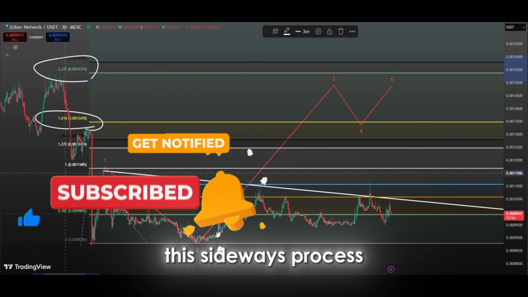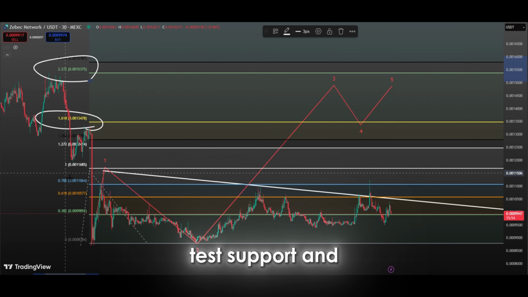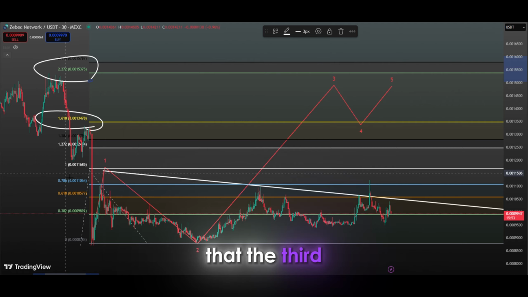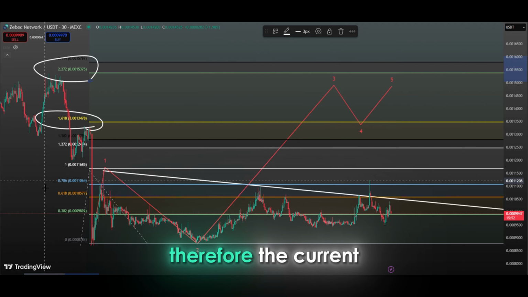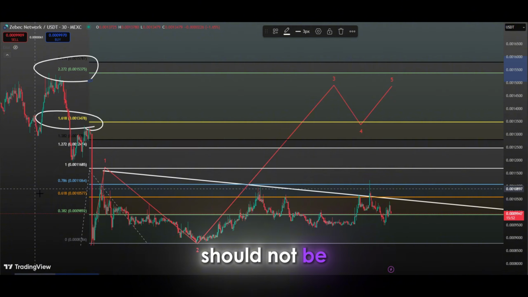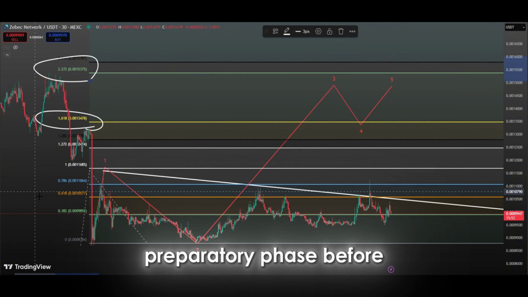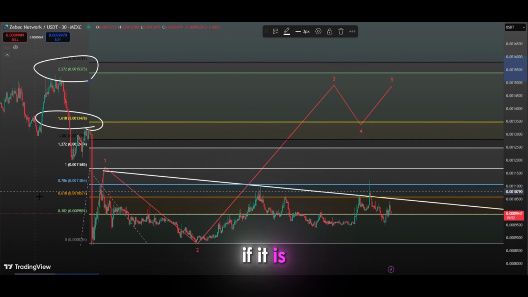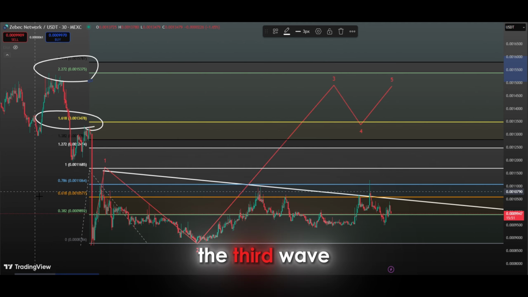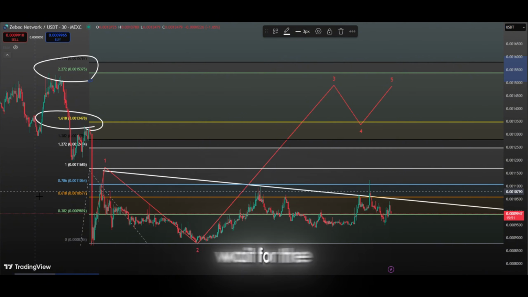Throughout this sideways process, the price will test support and resistance levels, gather liquidity, and at some point, will make a sudden breakout. When this breakout comes, we can see very clearly that the third wave has already started. Therefore, the current sideways movement should not be seen as weakness, but as a preparatory phase before a big move. If it is supported by Fibonacci levels, the third wave can move strongly towards its targets. We need to be patient and wait for the third wave.